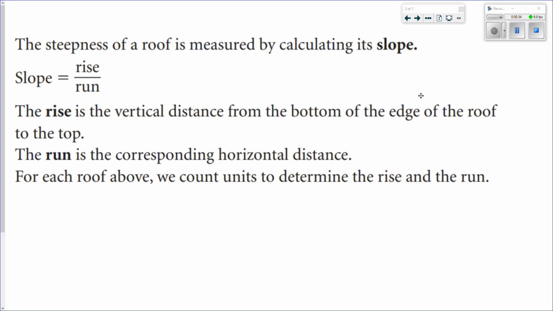One real-life example where they talk about slope a lot is in roofing. They'll talk about how steep your roof is, or what kind of pitch it has. You also see this in building stairways. They have to have a certain rise, a certain run, et cetera.